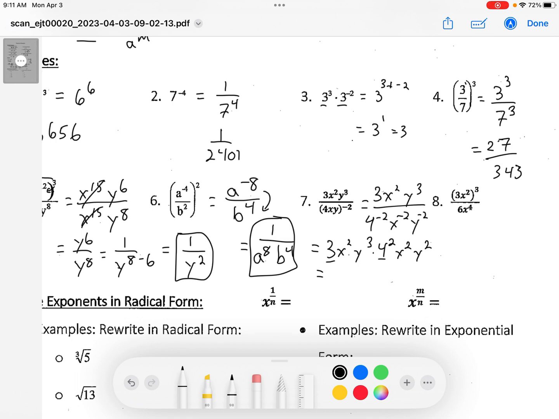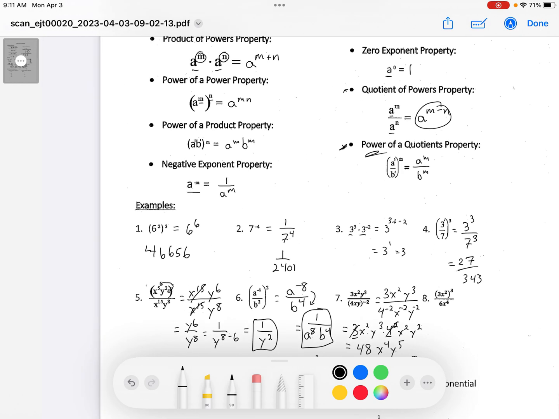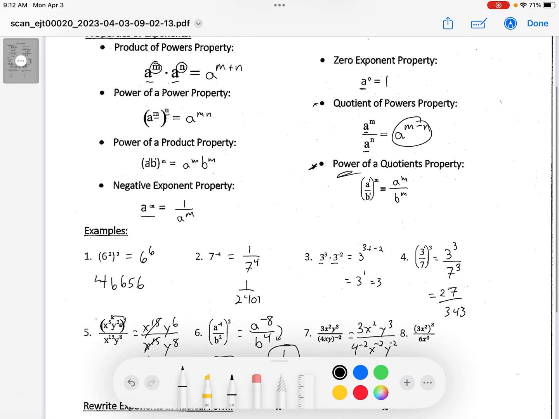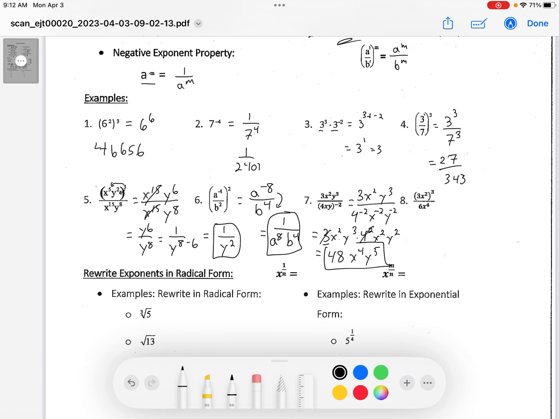Do your magic here. 4 squared is 16. 16 times 3 is 48, so we got rid of those. x squared and x squared is x to the 4th, and y cubed and y squared is y to the 5th, because we add the exponents. That's the product powers property. So it's 48 x to the 4th, y to the 5th.